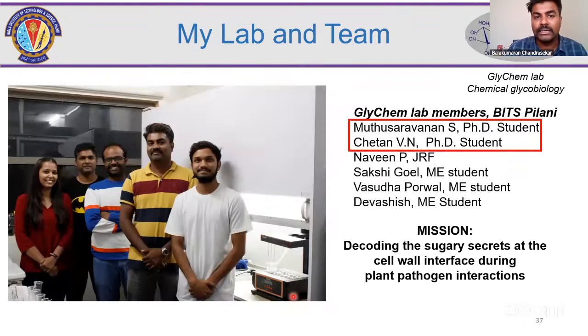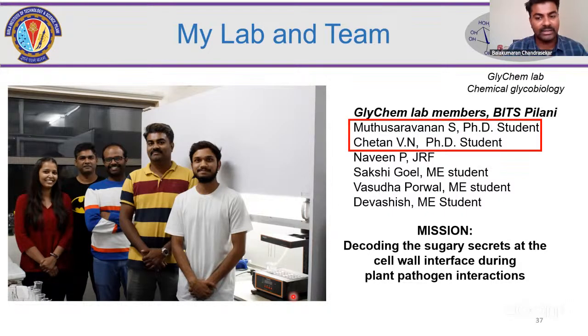So now this is the group we have formed at BITS Pilani. I'm an early career researcher, and I have already formed my group. I have two PhD students and a JRF, and the mission of our lab is to decode these sugary secrets.